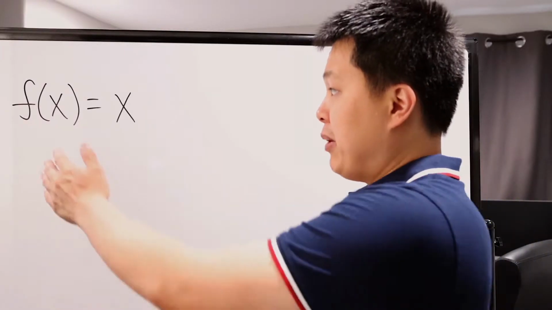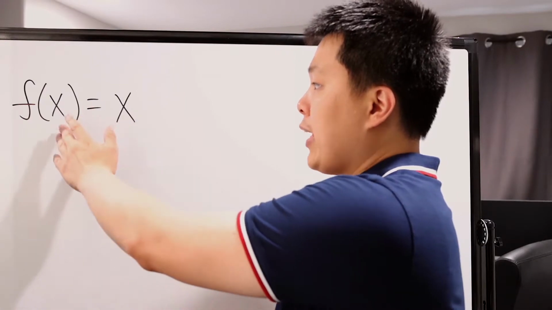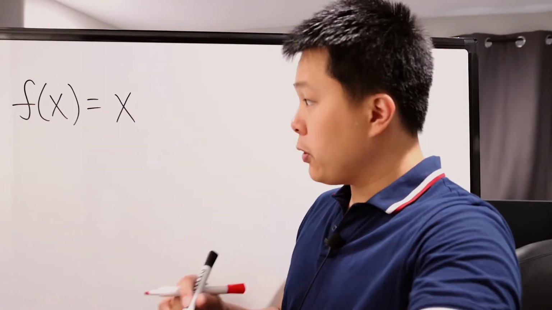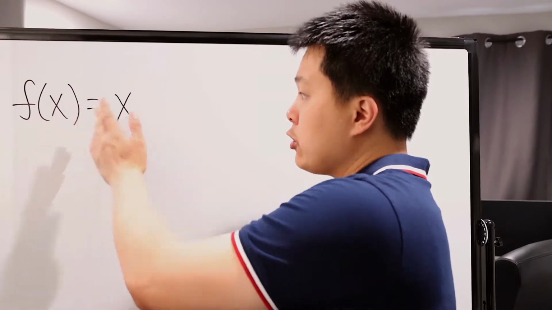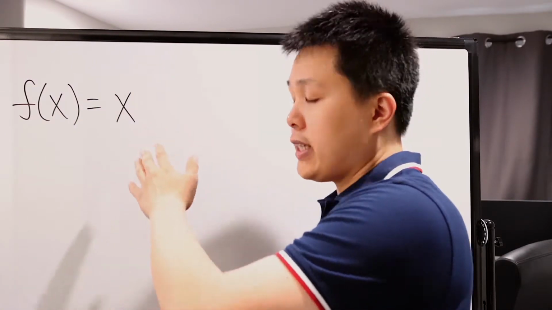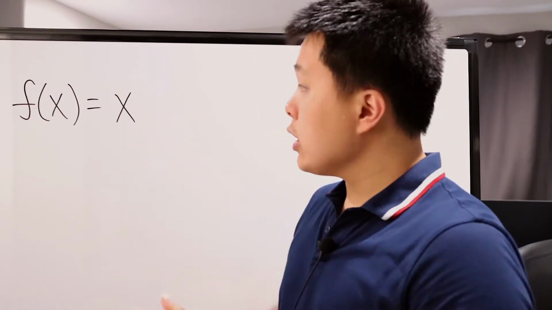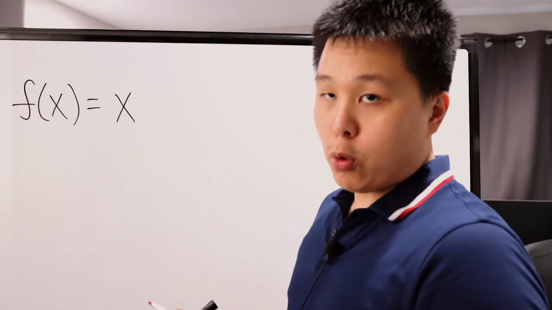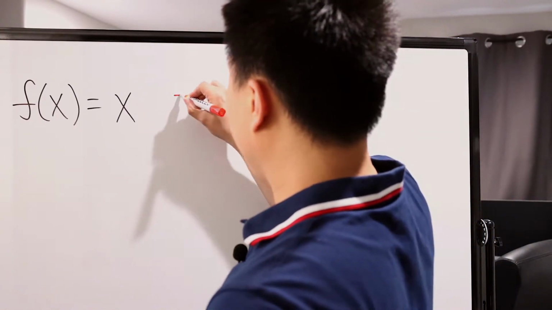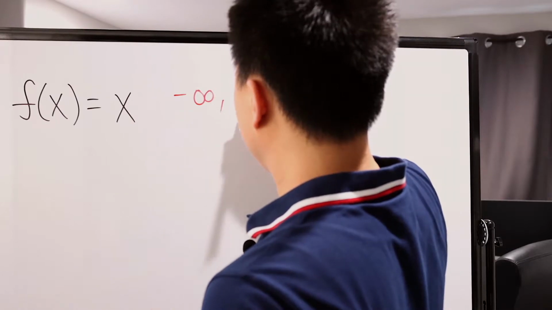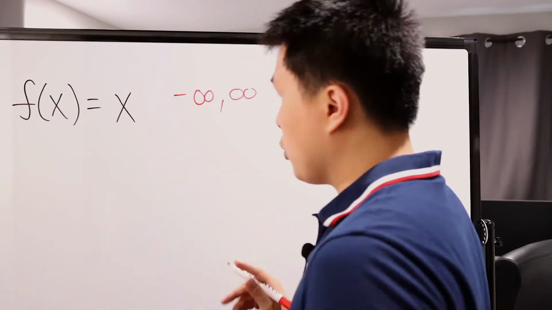Here's the first problem. F of x equals x. Remember that x is the input. So you can actually put in whatever number. Whatever number you put in here, it's going to show up here. It's going to replace the x. Now, again, we're going to assume every single number works. So we're going to assume from negative infinity to infinity. We're going to assume all those numbers work.